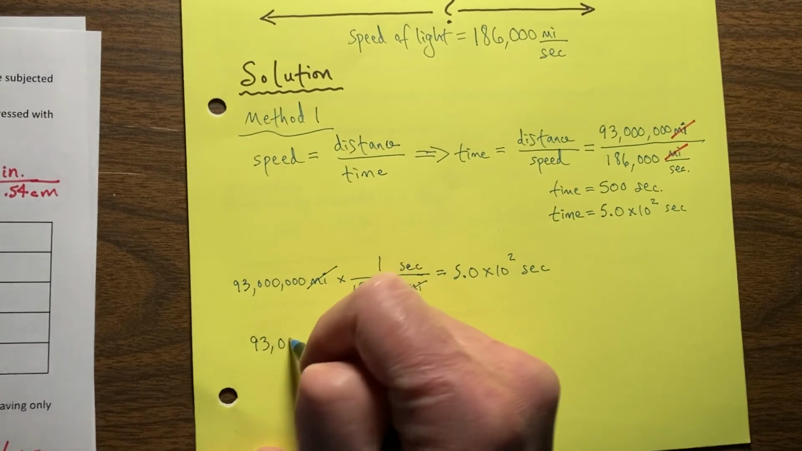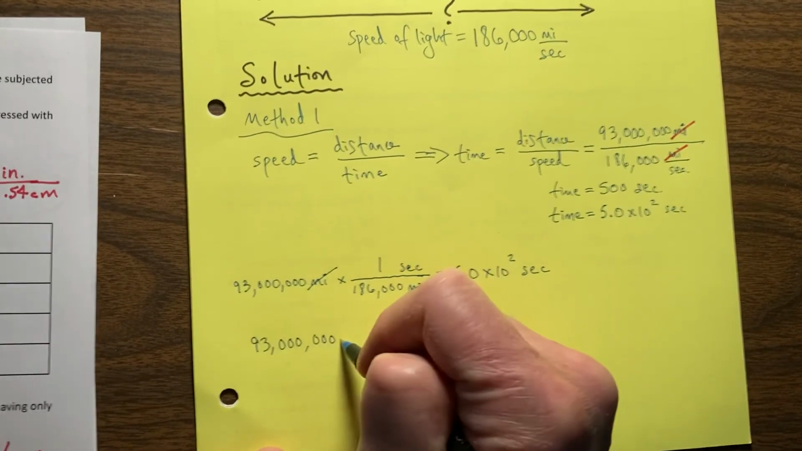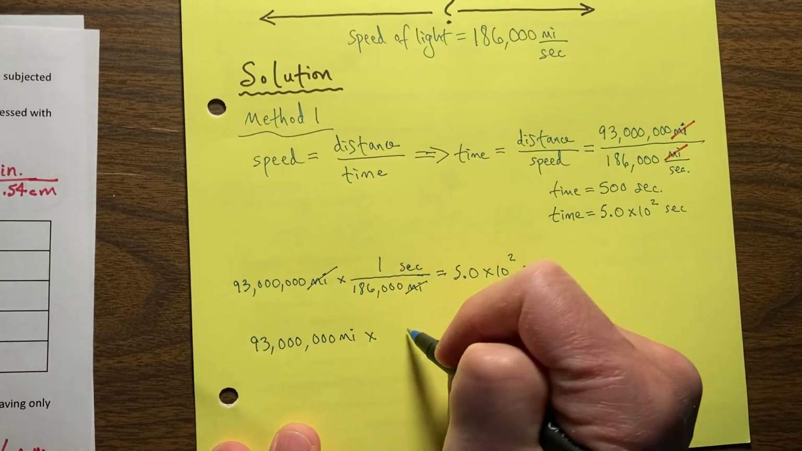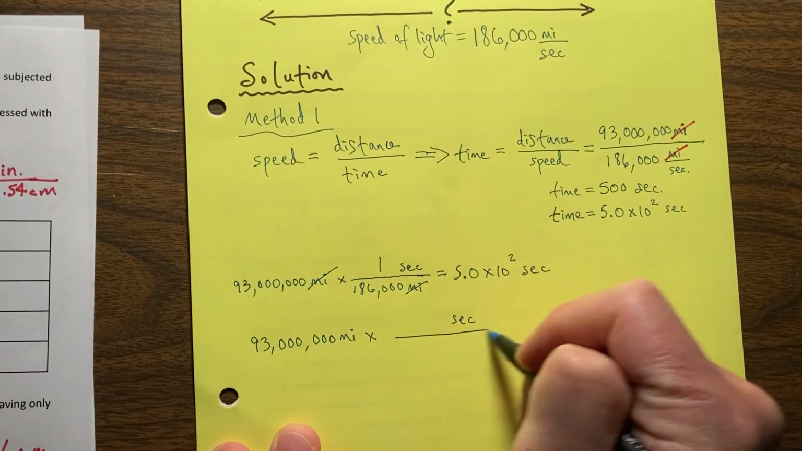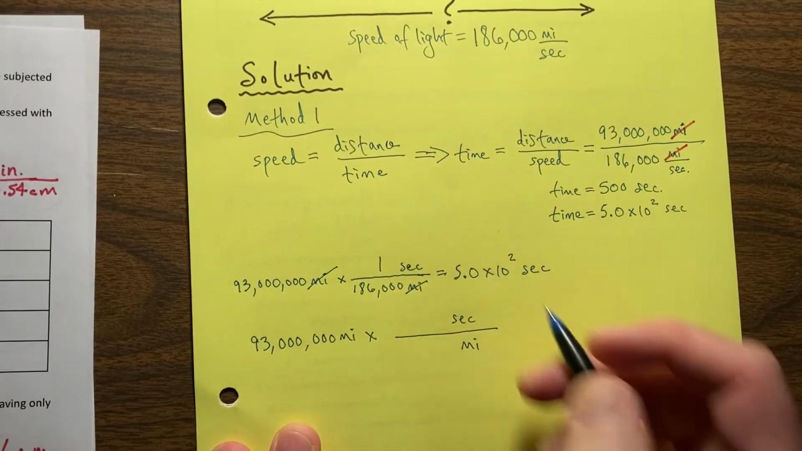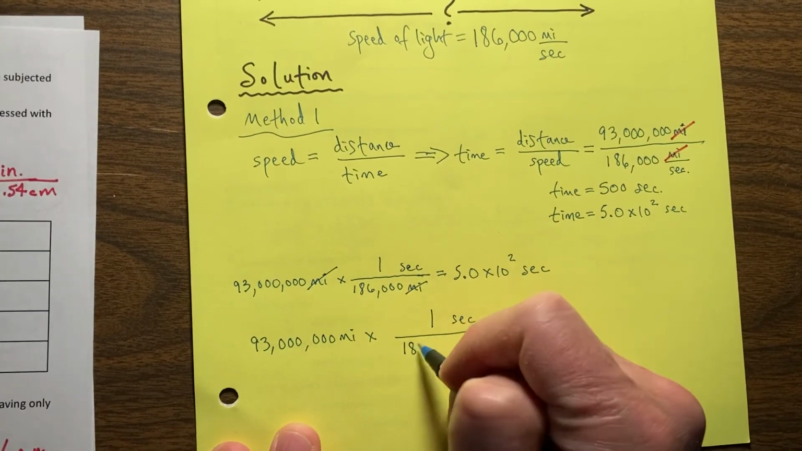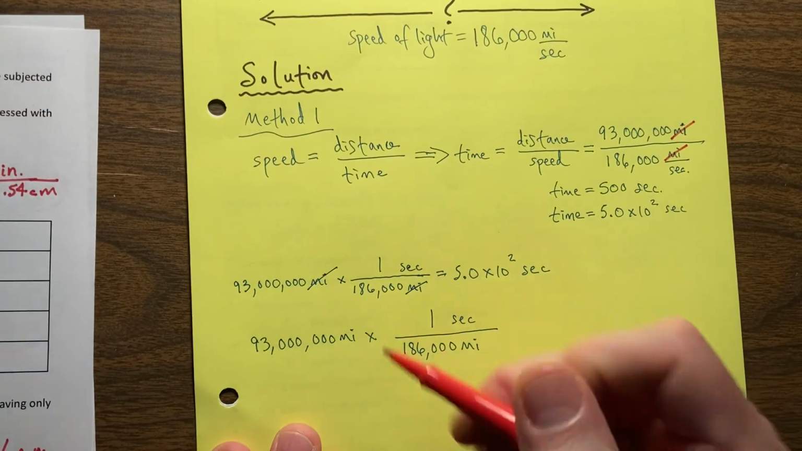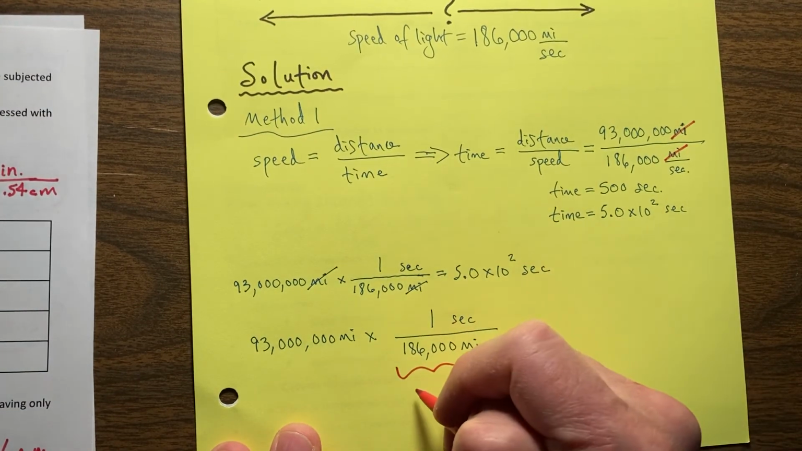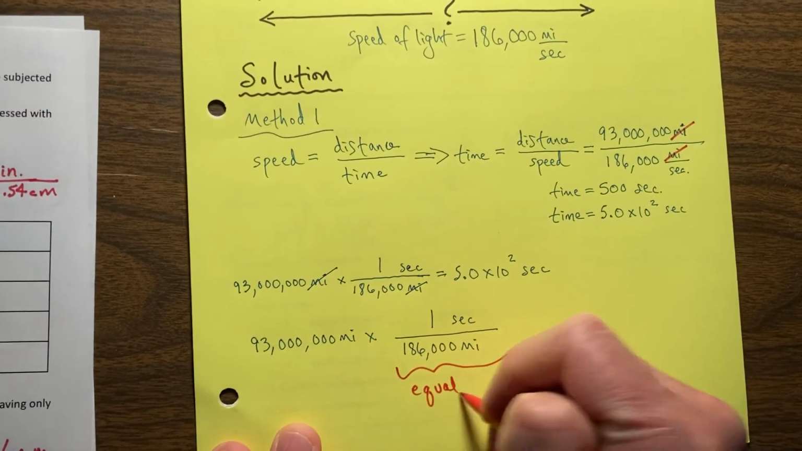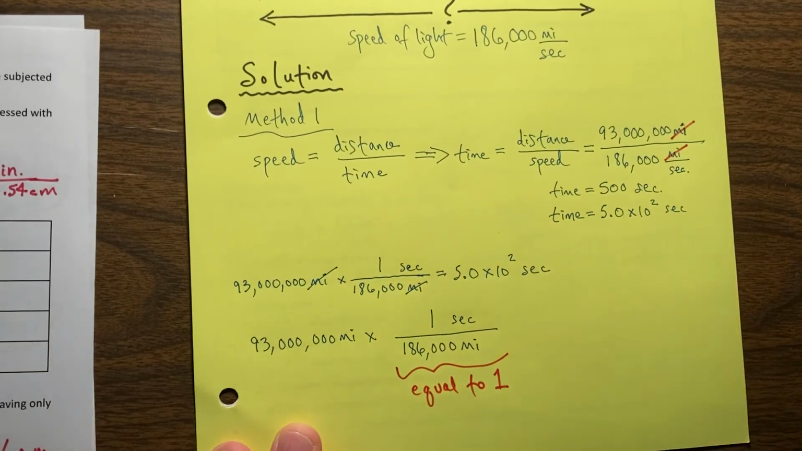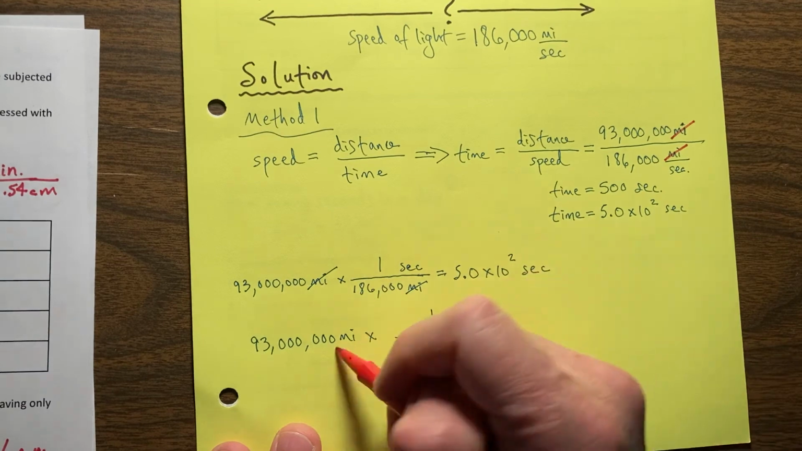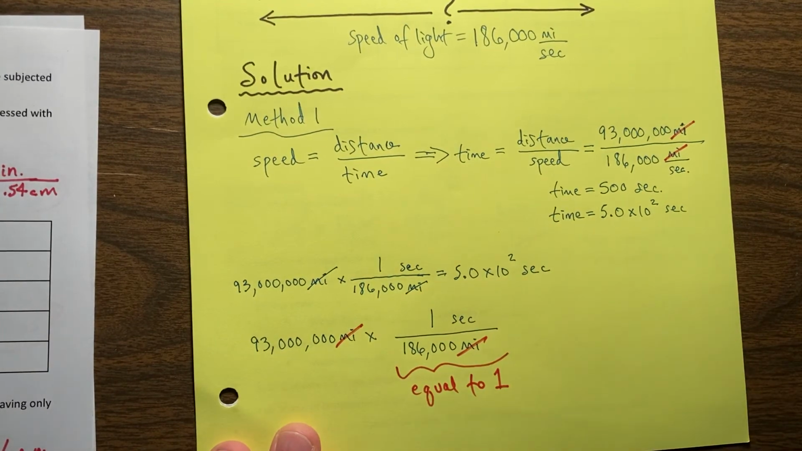So you can have as many conversion factors as you want in a row. So I'll just write it like this. My new unit's going to go on top. My old unit's going to be on the bottom. So I write 1 second over 186,000 miles. Remember again that this is a true statement, so that's equal to the number 1. I'm not changing anything, I'm just changing units. So miles on the top cancels with miles on the bottom.